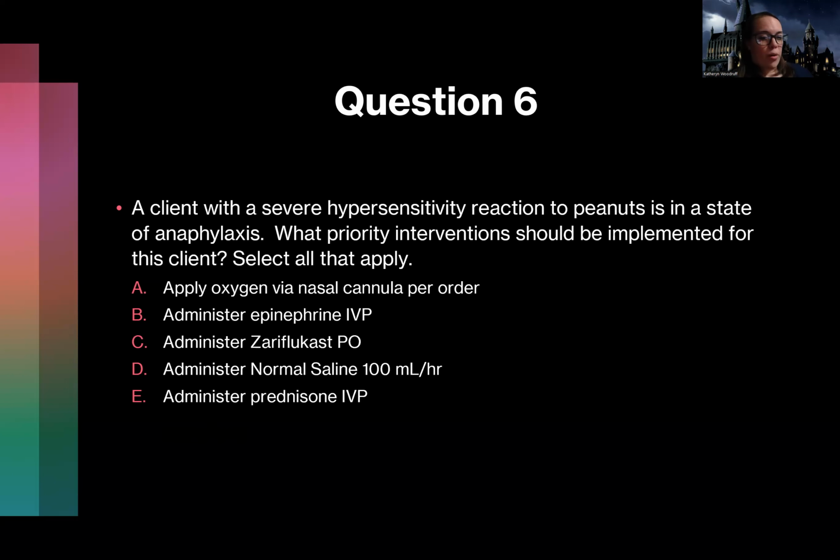This is asking for priority interventions. Some of these might be things we do later. It's saying, what are you going to do first, or right now, or what's most important? But most of these are just knowledge questions, so it's just true, false. You start at the top and say, okay, true or false for A, true or false for B, etc.